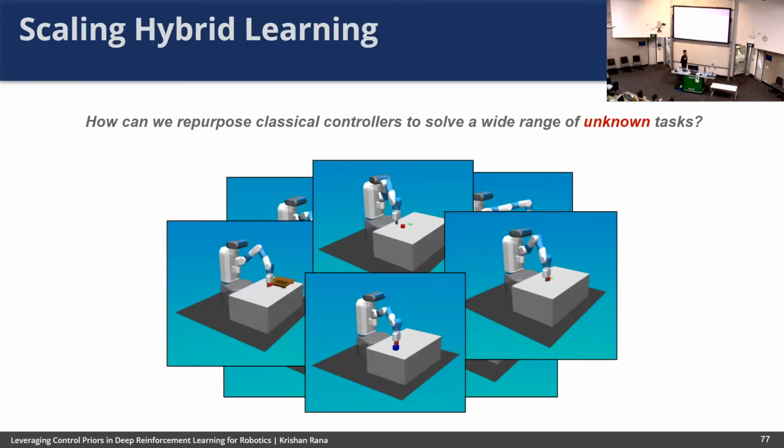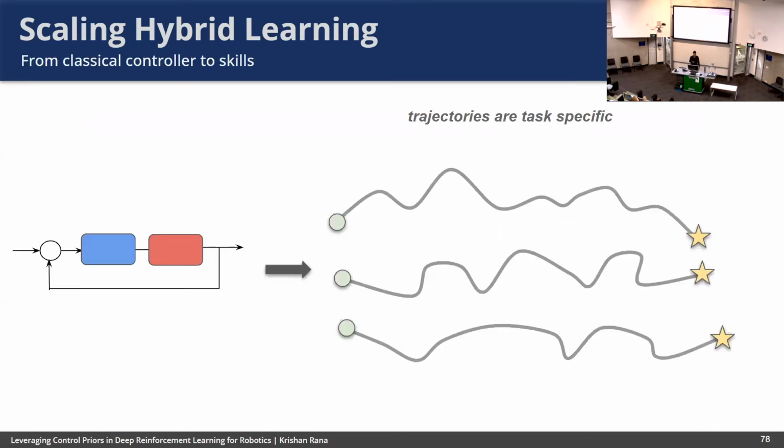So how can we actually repurpose classical controllers to solve a wide range of unseen tasks? So maybe we don't have a classical controller anymore, but can we still repurpose what we do have, right? And the answer is actually yes, right? But we actually have to view these classical controllers from a different perspective. So typically what we've been doing is looking at this from a complete trajectory view, where this trajectory is task specific. It's essentially designed, optimized to solve a particular task.